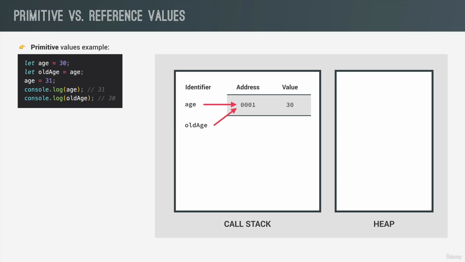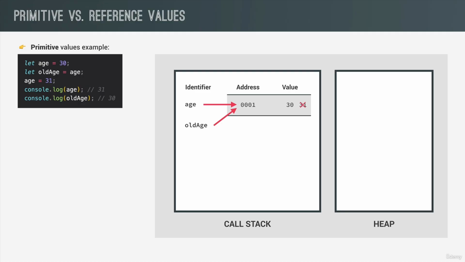The value at address 0001 will certainly not become 31, because that would change old age as well, since they both point to the same address. So that would make no sense at all. Also, the value at a certain memory address is immutable, or in other words, it cannot be changed.